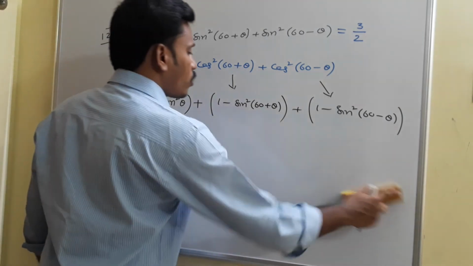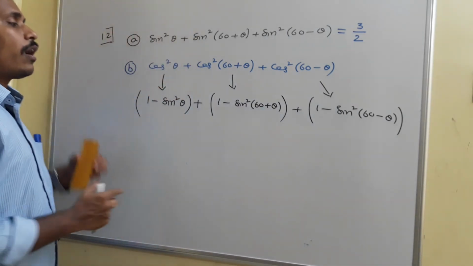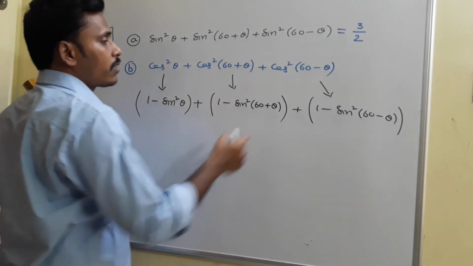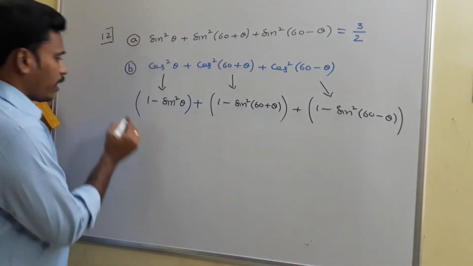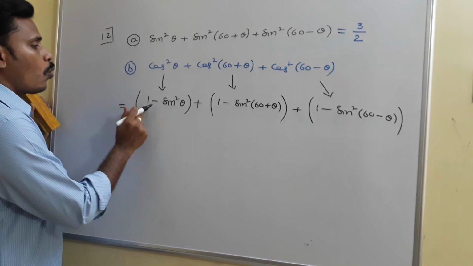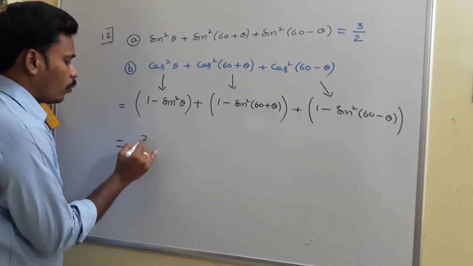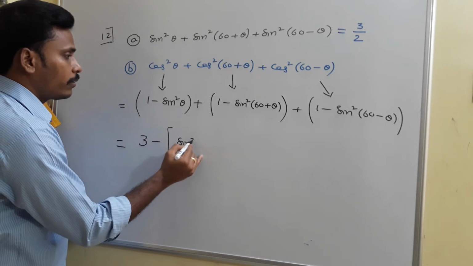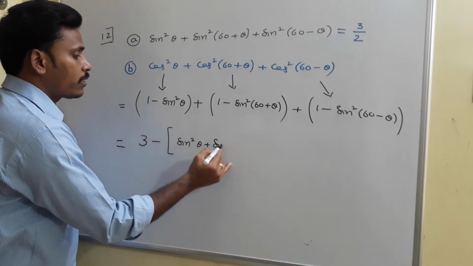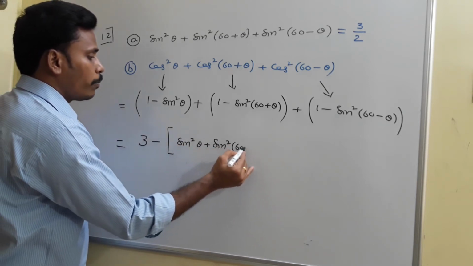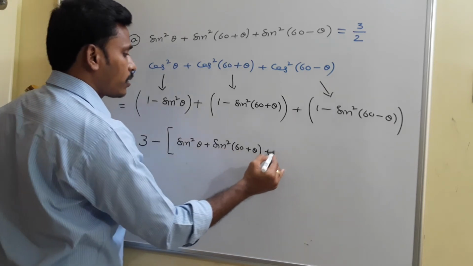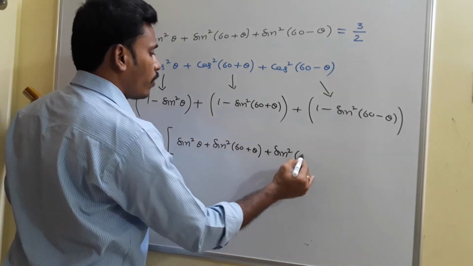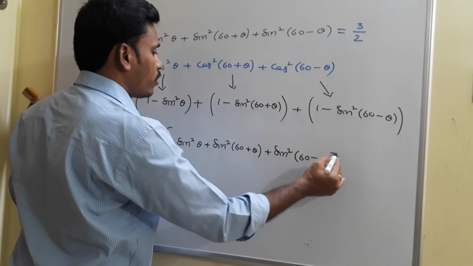Cos square theta is 1 minus sin square theta. Cos square of 60 plus theta is like this. Cos square of 60 minus theta is like this. And this is equal to 1, 1, 1. You need to collect 3 ones minus of sin square theta plus sin square of 60 plus theta plus sin square of 60 minus theta.